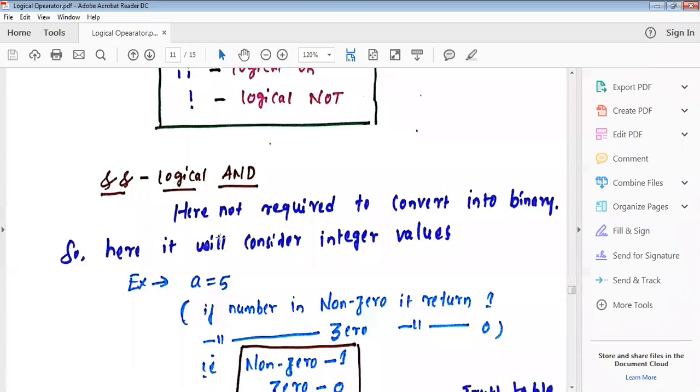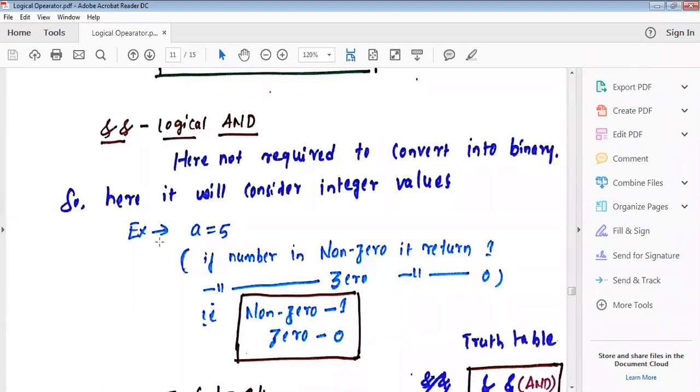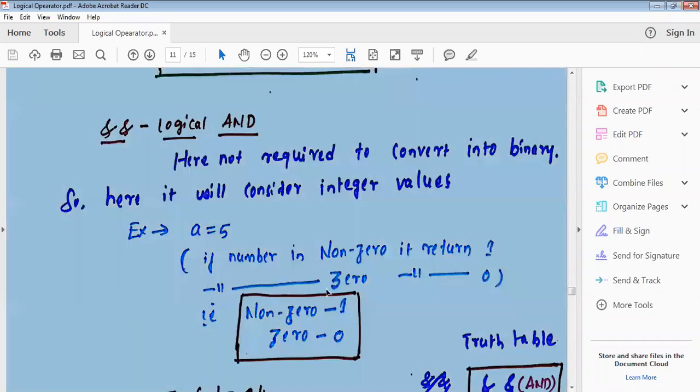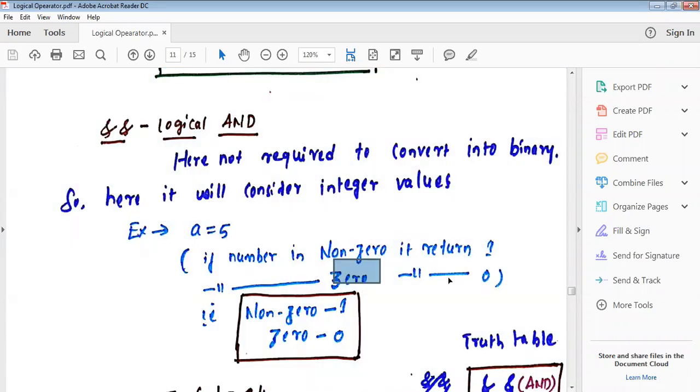So here I have written one example. You can take example a is equal to 5. This is the formula you apply: if the number is non-zero, then it will return result 1. If the number is 0, then it will return 0.